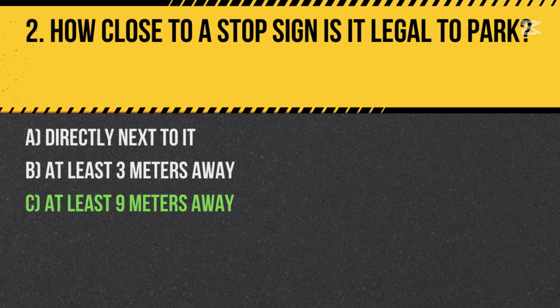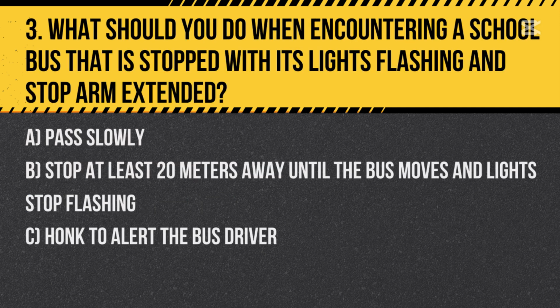Answer. C. At least 9 meters away. To ensure visibility and safety, you must park no closer than 9 meters from a stop sign. Question 3. What should you do when encountering a school bus that is stopped with its lights flashing and stop arm extended? A. Pass slowly. B. Stop at least 20 meters away until the bus moves and lights stop flashing.